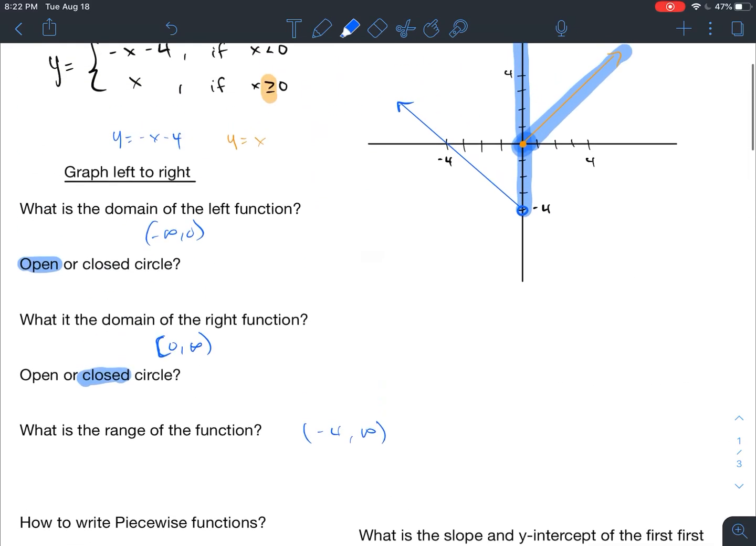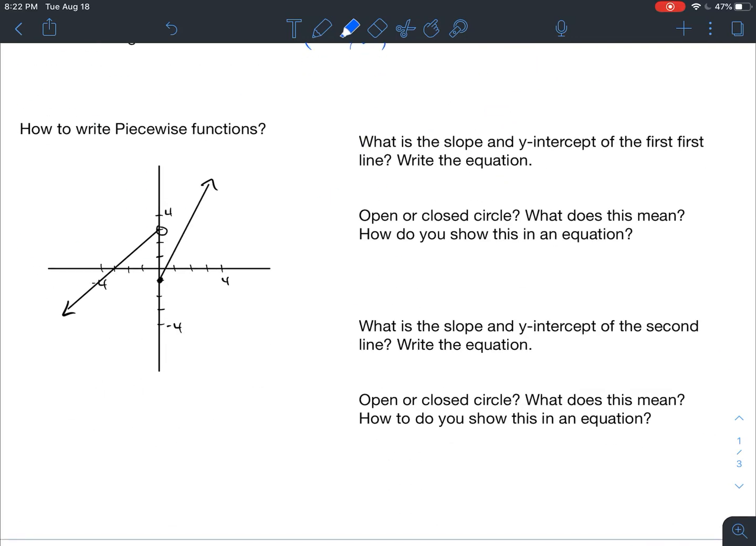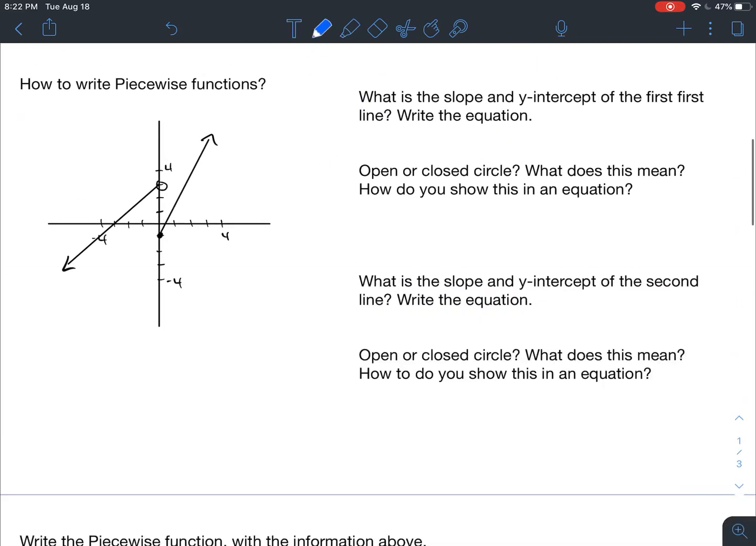So that's how you graph. Just take it step by step, look at each piece of your piecewise function, graph it, and then you have to truncate it where it doesn't exist and where it does. So now how do you write piecewise functions? Let's go ahead, and I kind of showed you in the last video, so this shouldn't be that hard.